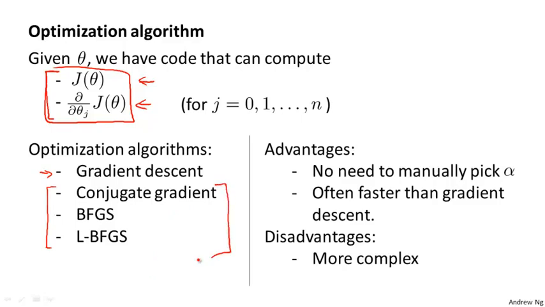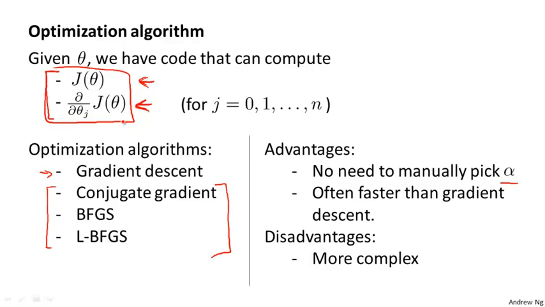These three algorithms have a number of advantages. One is that with any of these algorithms, you usually do not need to manually pick the learning rate alpha. So one way to think of these algorithms is that given the way to compute the derivative and the cost function, you can think of these algorithms as having a clever inner loop. And in fact, they have a clever inner loop called a line search algorithm that automatically tries out different values for the learning rate alpha and automatically picks a good learning rate alpha, so that it can even pick a different learning rate for every iteration. And so then you don't need to choose it yourself.